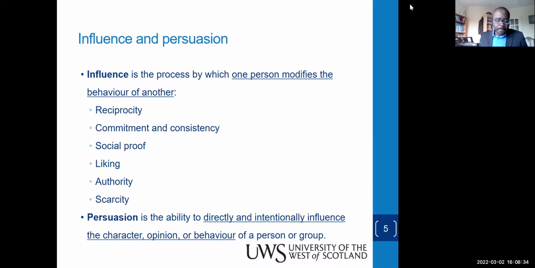Social proof deals with the principle that humans are influenced by peer pressure. Okay. So if we see others acting in a certain way, then it is likely we will also act in the same way.